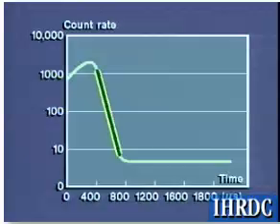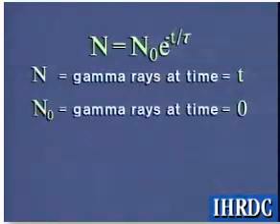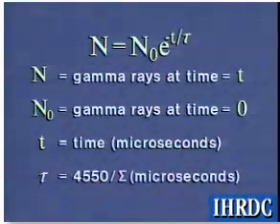The straight line decline in gamma ray count rate is defined by the equation n equals n sub 0 times e to the negative t divided by tau, where the number of gamma rays observed at time t is equal to the number observed at the beginning of the decline times the constant e to the negative power of time divided by tau. This constant tau is measured in microseconds and is inversely related to the capture cross-section of the formation, where tau equals 4,550 divided by sigma.